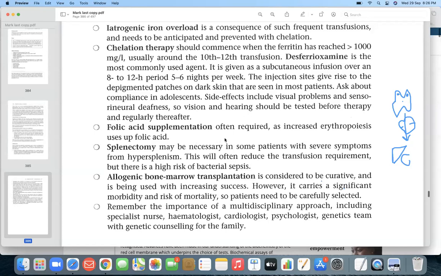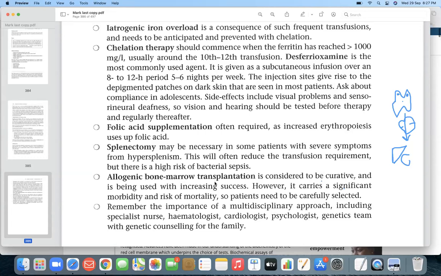Then folic acid supplementation is often required, as increased erythropoiesis uses up folic acid. So in all three, sickle cell, hereditary spherocytosis, and thalassemia, you will give folic acid supplementation. Then splenectomy. Splenectomy may be necessary in some patients with severe symptoms of hypersplenism. This will often reduce transfusion requirement, but there is a high risk of bacterial sepsis. So again, for hypersplenism, we should know the indications of splenectomy. I have written my notes. I will tell you after this.